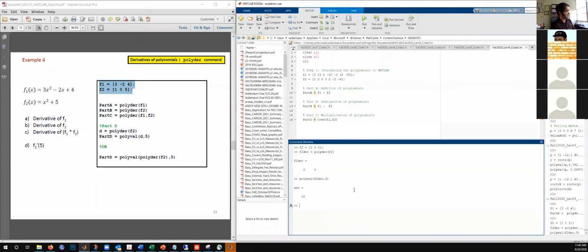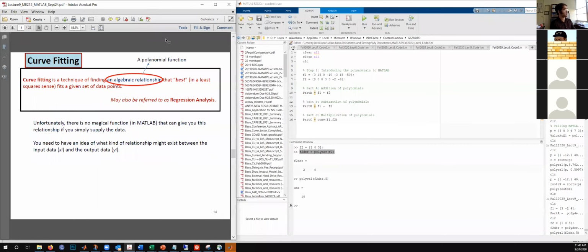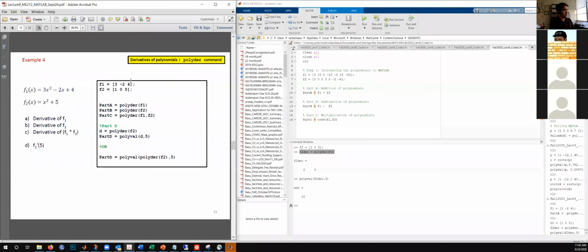Just like the screenshot that I have over here, you don't really need to have a separate step for this. You can as well directly plug in that polynomial inside the argument for polyval. So that's fine as well. But I try to break it up into different steps because that might help you to understand what are the different things that are going on. Okay, any question on this one? Okay, so that's what I wanted to cover for polynomials.